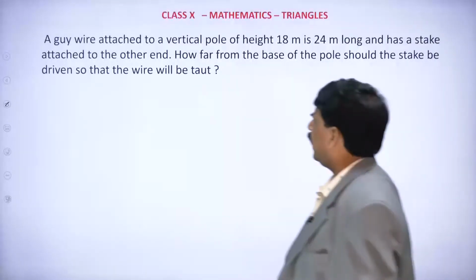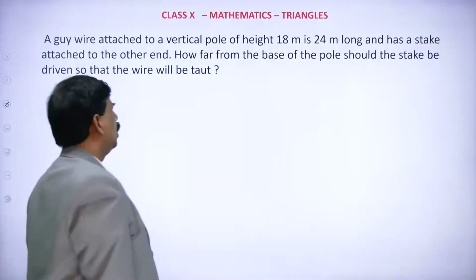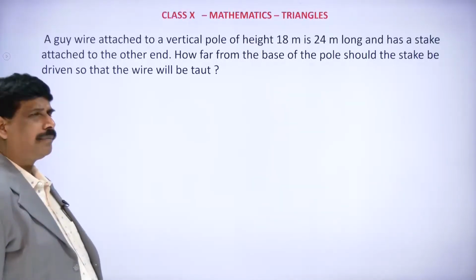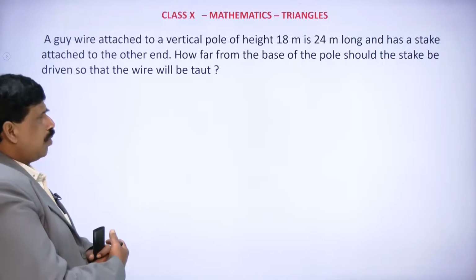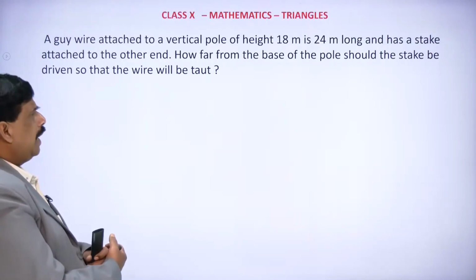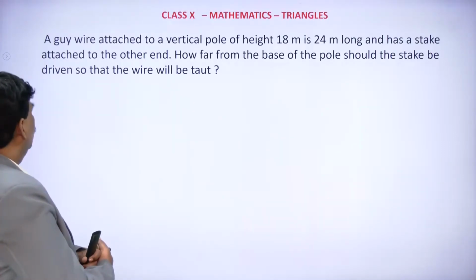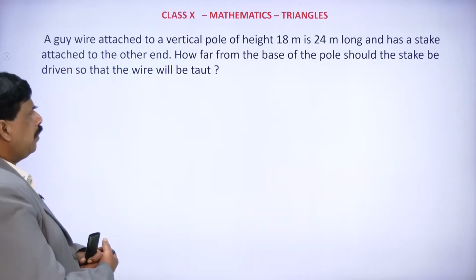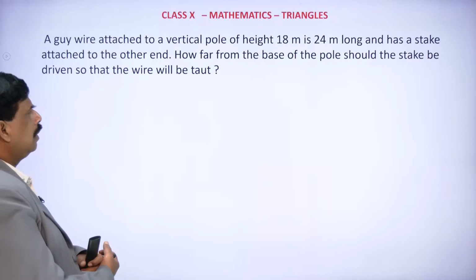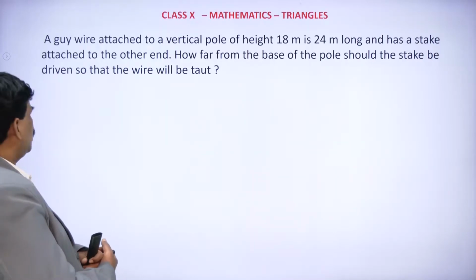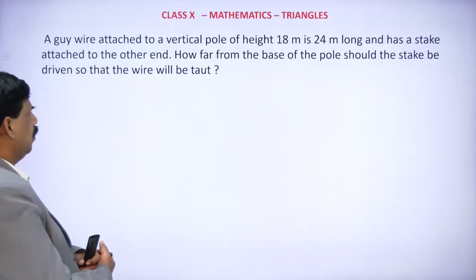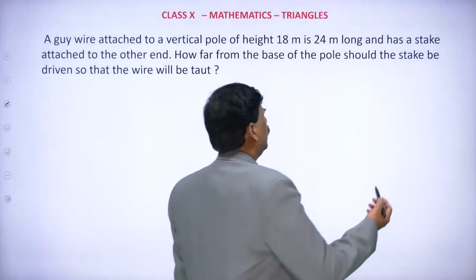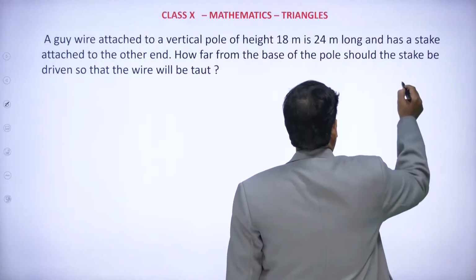A guy wire attached to a vertical pole of height 18 meters is 24 meters long and has a stake attached to the other end. How far from the base of the pole should the stake be driven so that the wire will be taut? See what is here. Simple question, this is also.